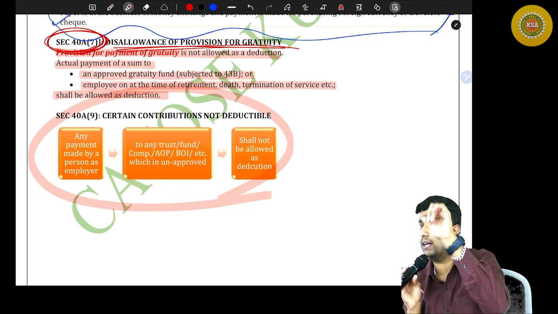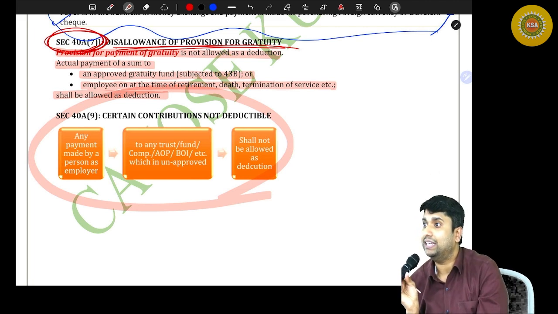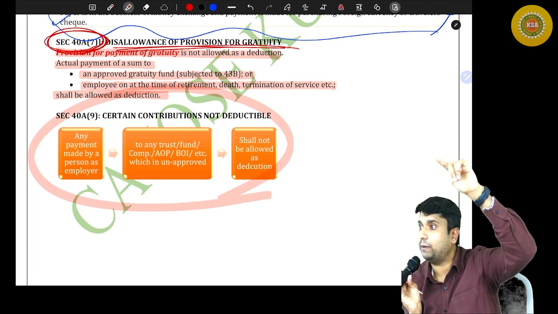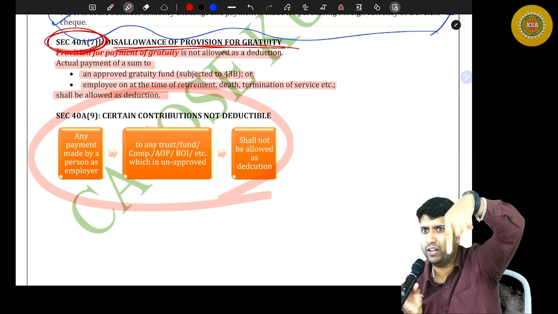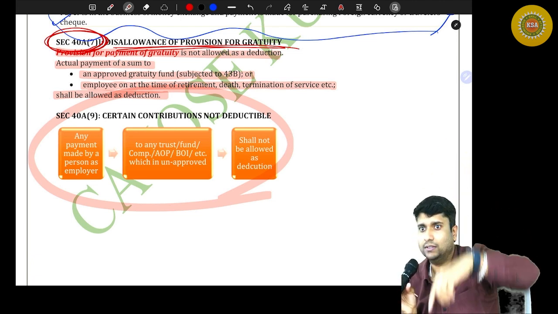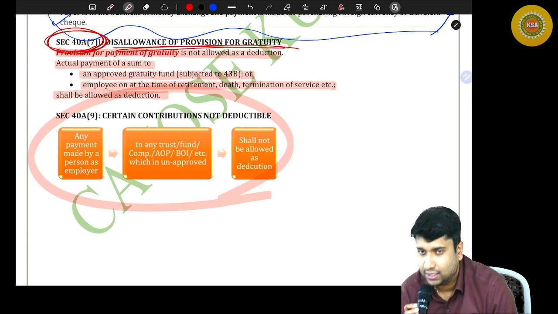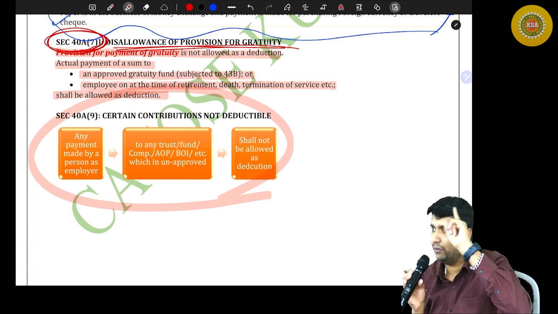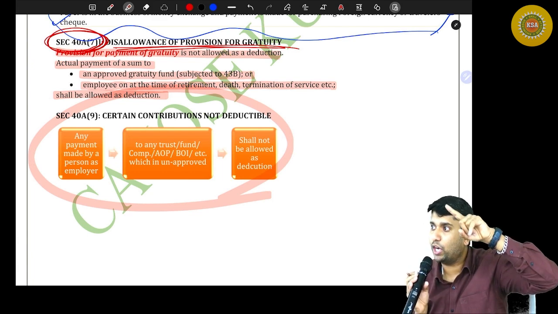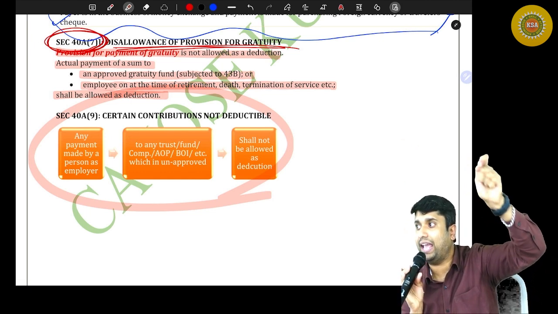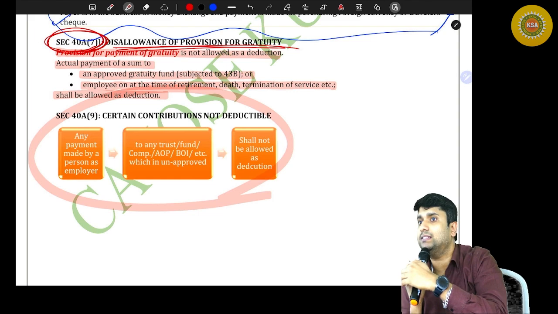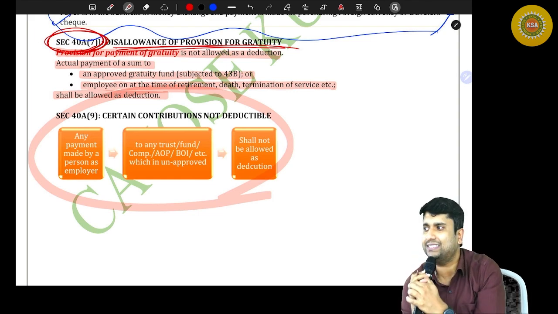And one more thing will come under 40A9. What is that one more thing? Excess contribution over and above 10% of basic salary plus DA to a pension fund. Do you remember? I think today only we have solved a question also in that. Two things are there under 40A9. One, any payment made by the employer to any unapproved funds. Number two, excess contribution to NPS. Excess means over and above 10% of basic salary plus DA.